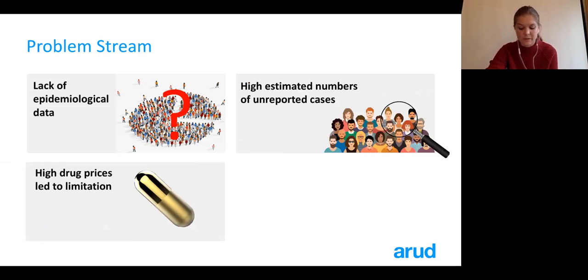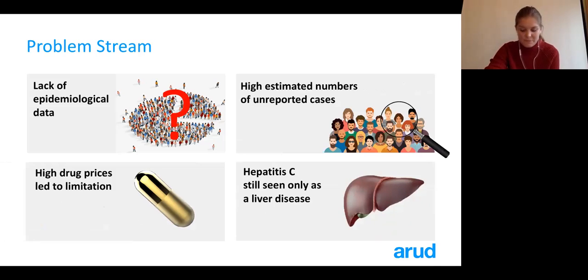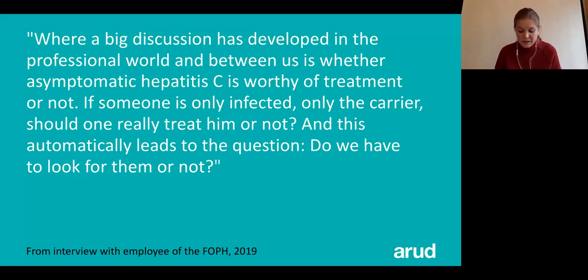On the other side, there are relevant gaps in the cascade of care, since many people are not diagnosed and diagnosed people are not linked to treatment. And the advance of medication enhanced research activities, which resulted in a new view of the disease. Hepatitis C is no longer only a liver disease, but a systemic disease. But these new insights were not shared and accepted by all stakeholders, as one quote from an employee of the FOPH shows: a big discussion has developed in the professional world and between us whether asymptomatic hepatitis C is worthy of treatment or not. If someone is only infected, only the carrier, should one really treat him or not? And this automatically leads to the question, do we have to look for them or not?